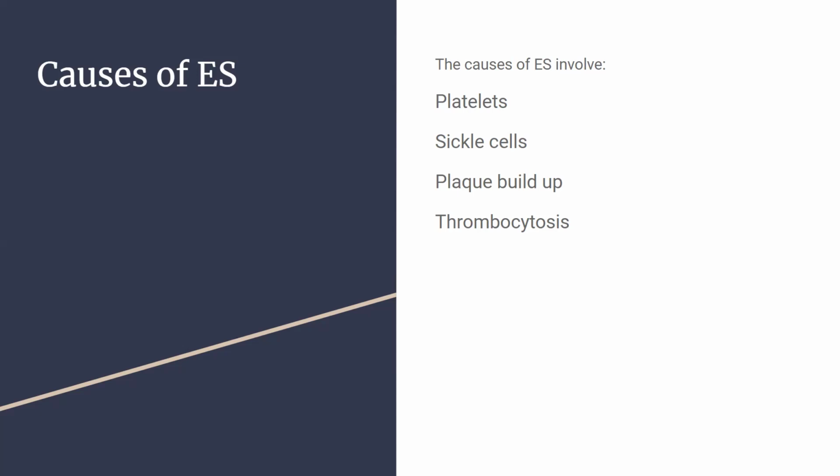Thrombocytosis is when platelets account for many, such as 450,000 cells. And if there is a majority of these platelets, they can travel throughout the body, similar to sickle cells, in which they can injure the body.